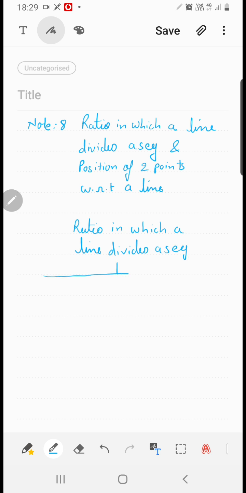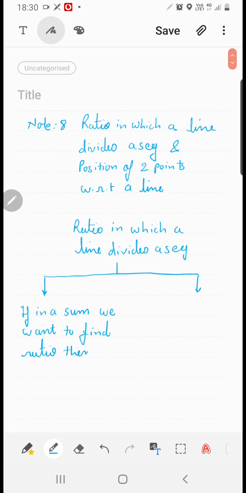Now, ideally, whenever in a sum we are asked to find the ratio, then we will assume the ratio as k is to 1. Okay. So, if in a sum we want to find the ratio, then we assume the ratio as k is to 1.